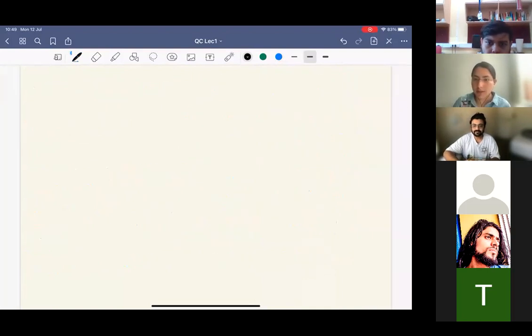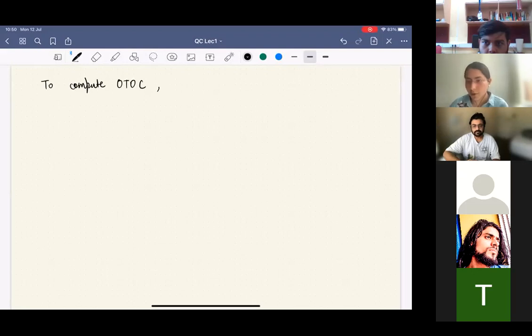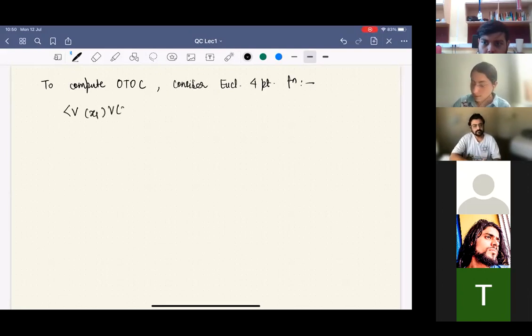Let's move on. Then we want to compute the out-of-time order correlator. Let's first consider the following Euclidean 4-point function. There are always bars here, so it's like x1, x1 bar, xi, xi bar, but I'm just suppressing the bars to write it fast. So the operator locations, as I mentioned, are at xj equals sigma j plus i tau j.